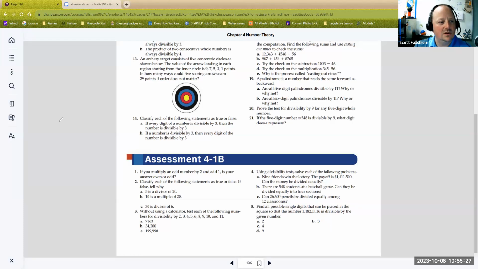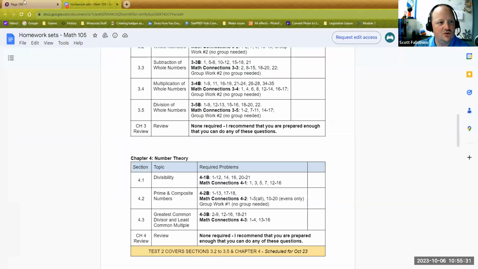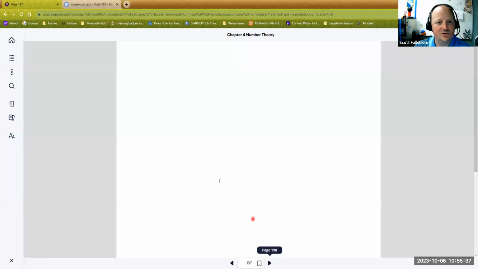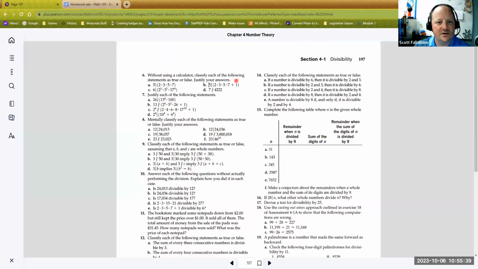Okay, let's continue on. So what is it, 1 through 12? Well, that's 1 through 5. Let's jump to the next page. Without using a calculator, tell whether it divides or does not divide, whether it's true or false. As you're looking, it's a great idea to ask, can I see factors? If it's already factored, that's even quicker for you.